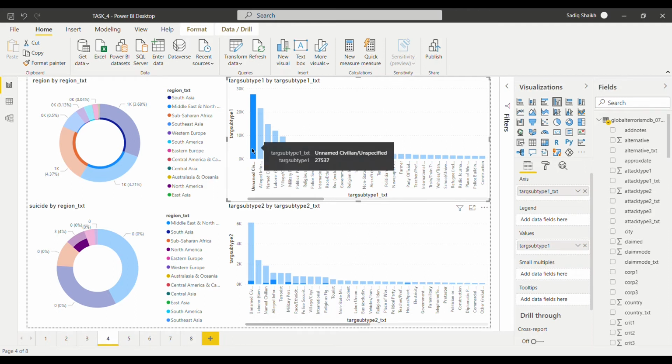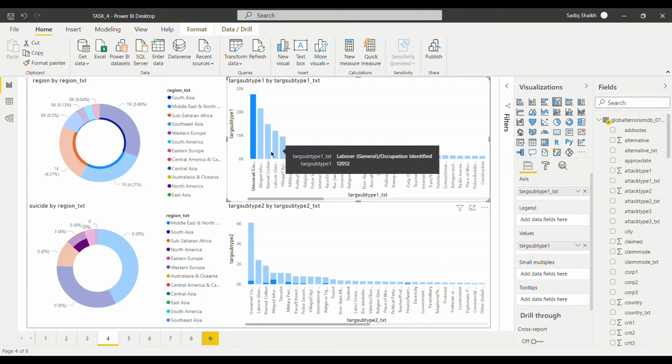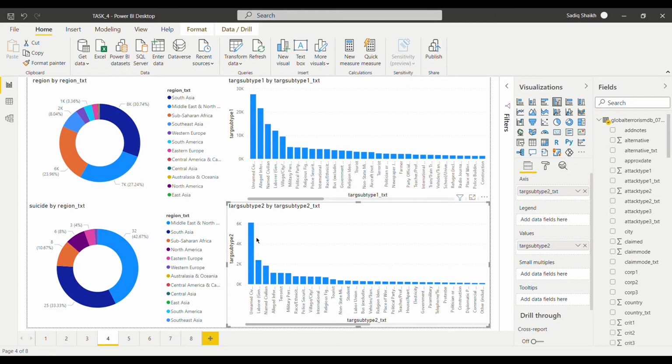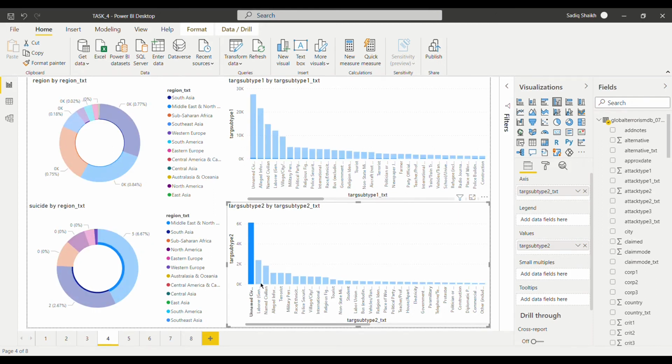Yes, so this is unnamed civilian, which we can see, then alleged information, then civilians, then laborers who have been attacked, then villagers who have been attacked. As we go down, mostly they are civilians who have been attacked by the terrorists. These are the people who have been highly made a target of terrorists. And then there's subtype 2, which has the same type of data.